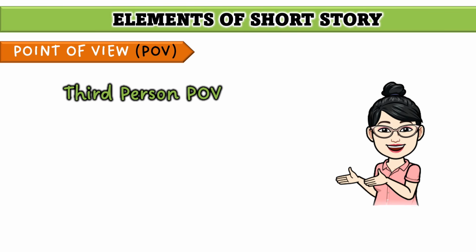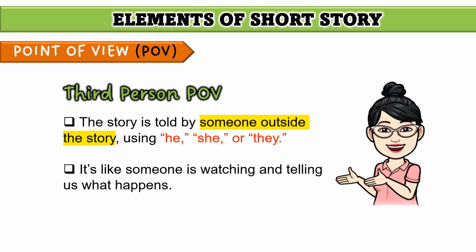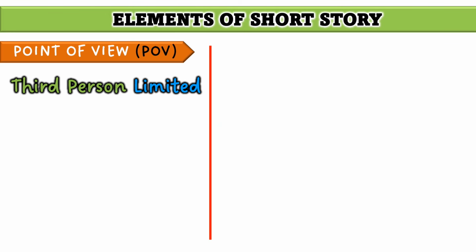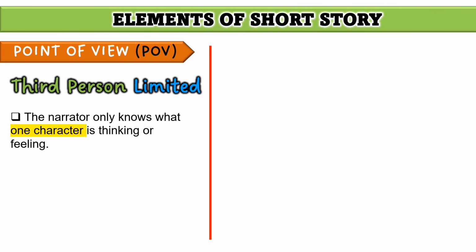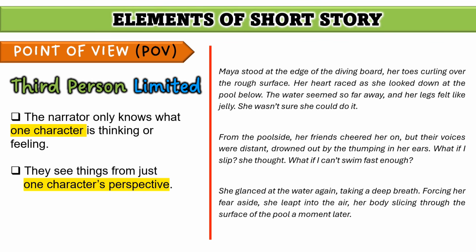Third person. The story is told by someone outside the story, using he, she, or they. It's like someone is watching and telling us what happens. Now, there are 2 kinds of third person. Third person limited. The narrator only knows what one character is thinking or feeling. They see things from just one character's perspective. Here is a short example of a third-person limited point of view scenario.